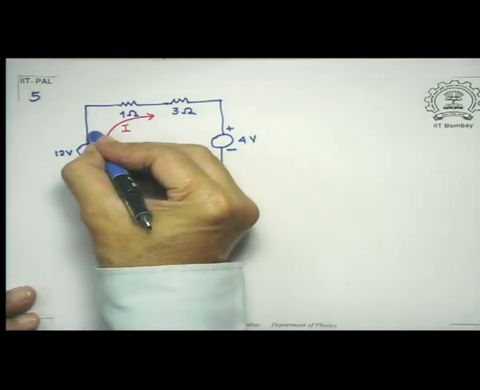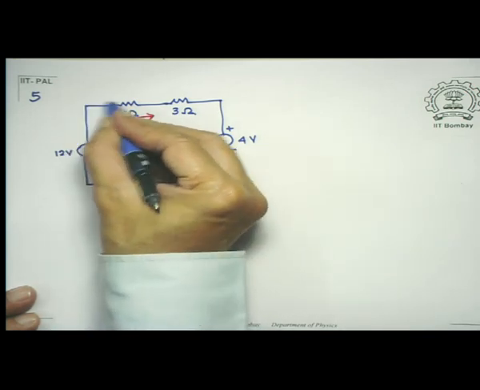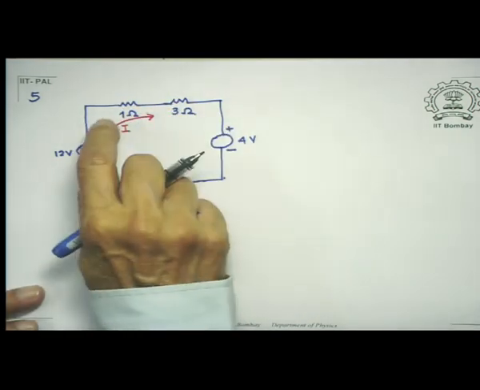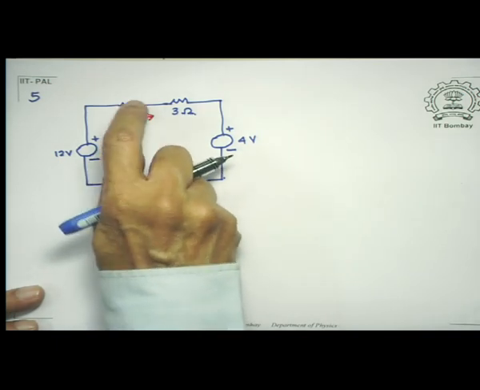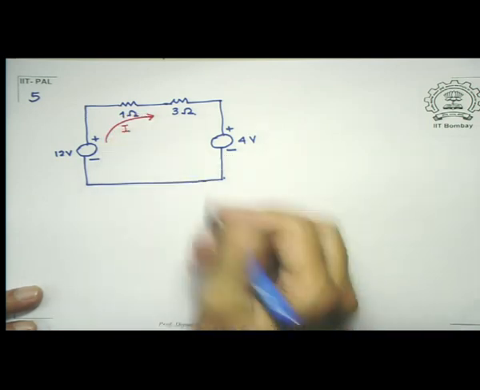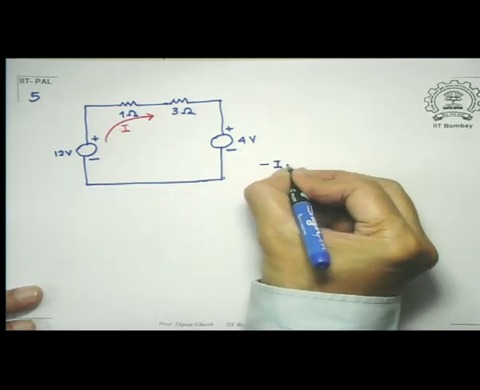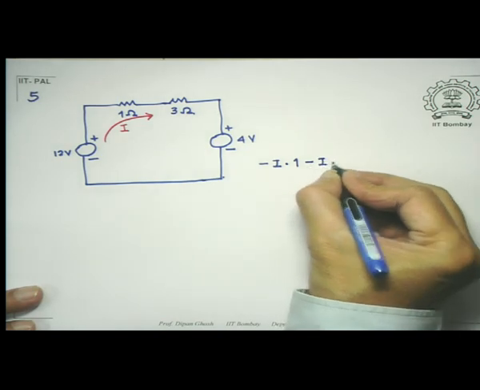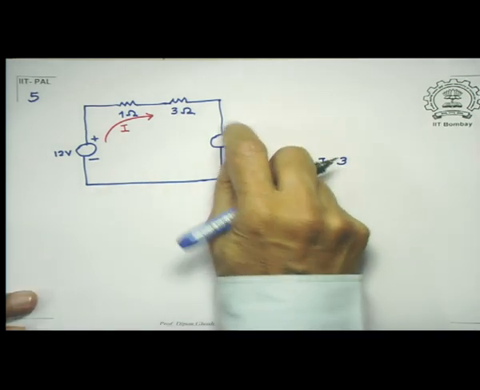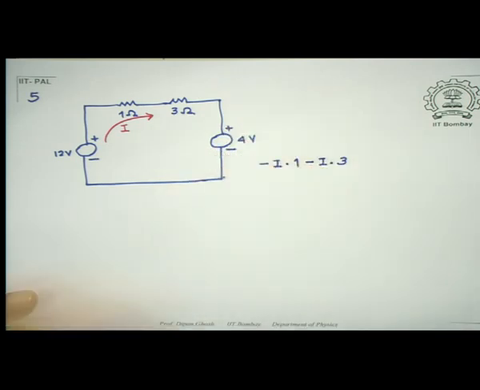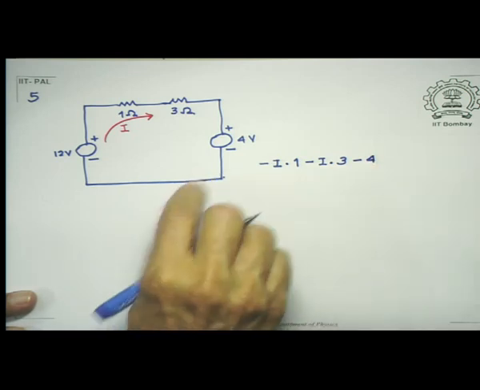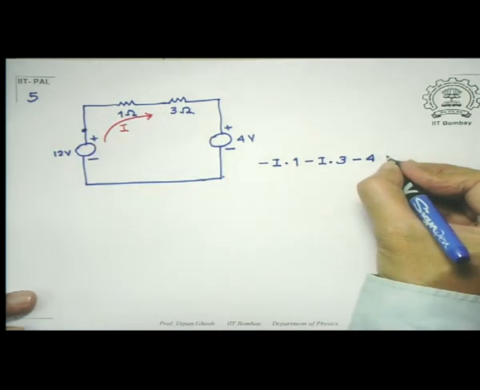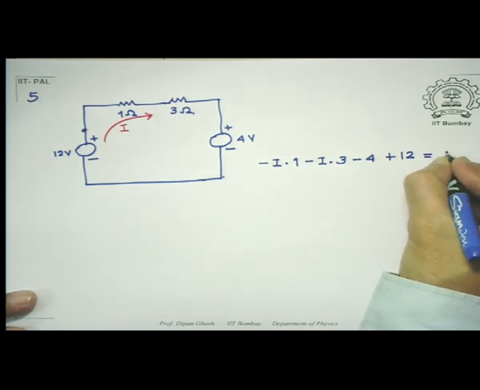I have started from here. When I go on the resistance-less wire, there is no drop of potential, but there is a drop here. Because I have assumed the current to be in this direction, there is a drop of I into 1. So I will write this as minus I into 1. Once again, there is a drop here. So minus I into 3. This is going from positive terminal to the negative terminal. One more drop, so minus 4. And here, I go from negative terminal to the positive terminal before I come back to this point. So there is a plus 12 there. And that must be good.